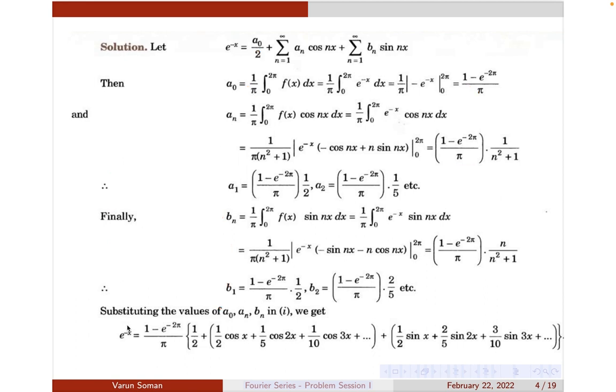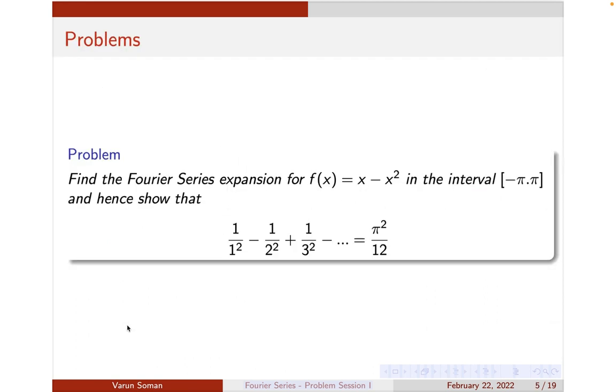Okay, now let's move on to the next problem. Let us now find out the Fourier series expansion for f of x is equal to x minus x square. Okay, so please do it. You know already the expansion is nothing but f of x is equal to a naught plus sigma n is equal to 1 to infinity a n cos nx plus b n sin nx. You know the formulas of a n's and b n's. Please substitute and then find out.